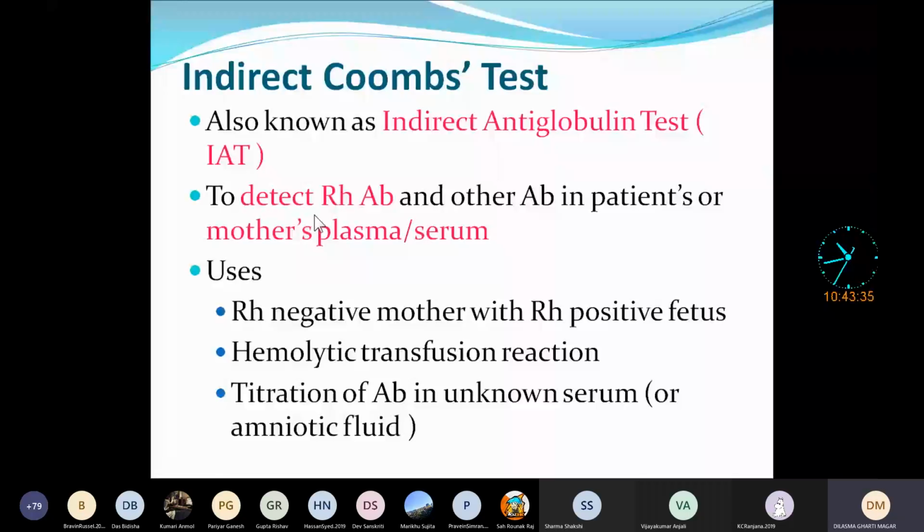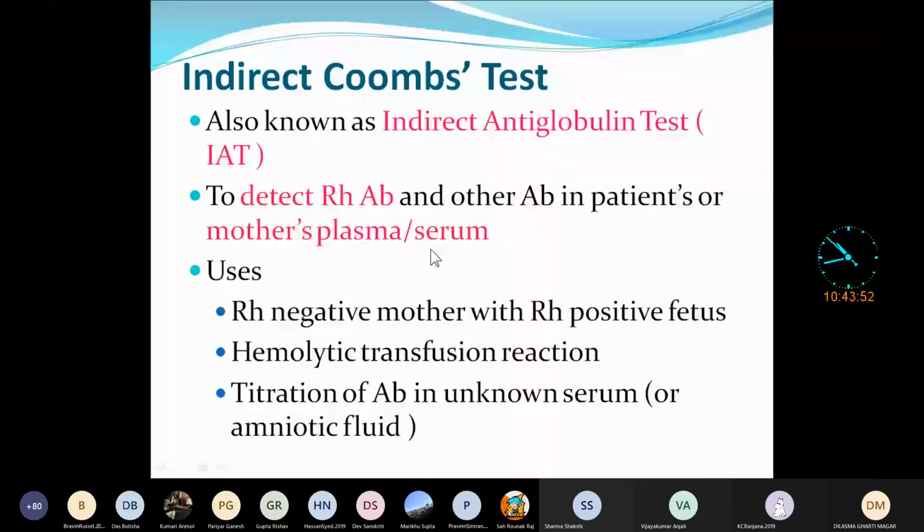Serum. Plasma. Okay, plasma or in the serum. So now here we want to detect the Rh antibody or other types of antibodies in the patient's or in the mother's plasma or serum. Understood here? So here we want to detect whether these antibodies are present or not.